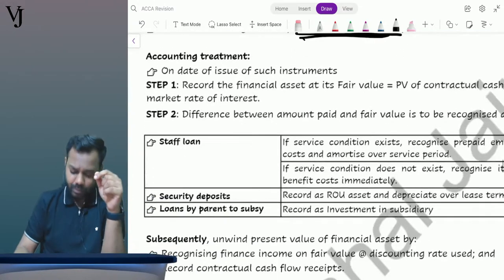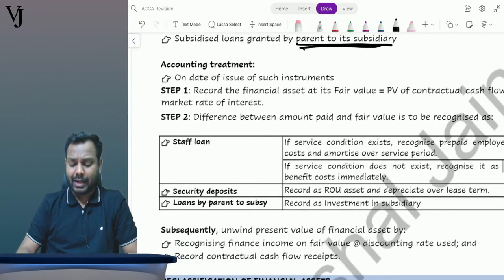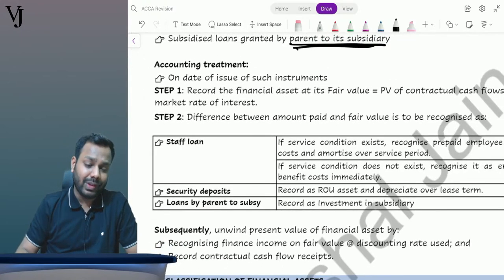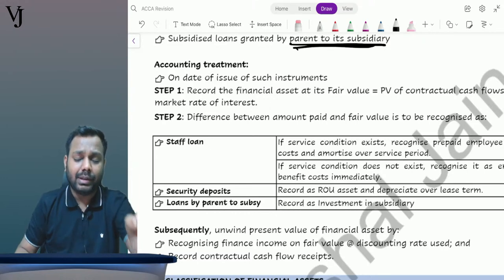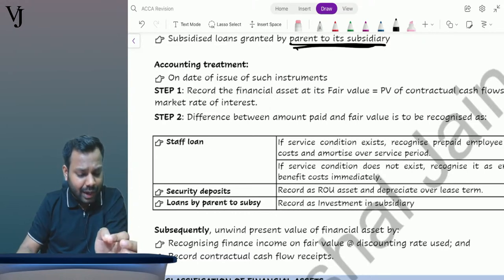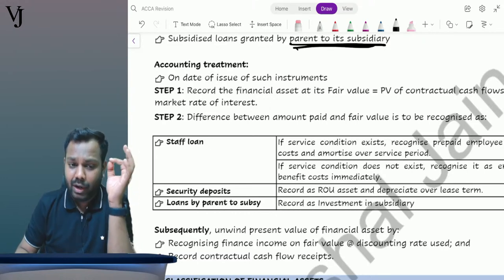Okay, now what is the accounting treatment? Basically, what we have to do in such cases is calculate the present value of the contractual cash flows at the market rate of interest.